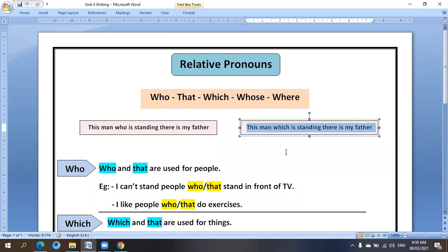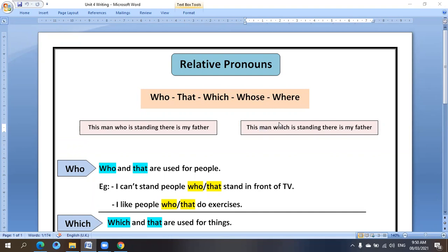But why? Because he's talking about a person, you said. Yes, now we are talking about a person, a man, and we use the relative pronoun who when we are talking about persons, not which. We use which with just things. That's right, excellent.